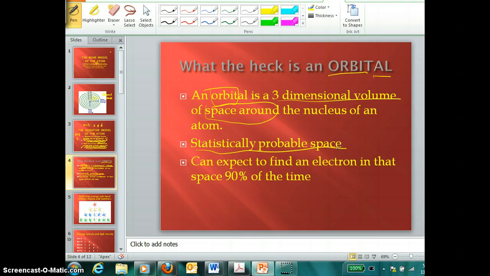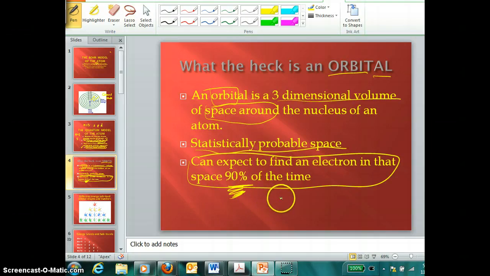In other words, we visualize them as existing even if the atom is not built to our own liking. And these statistically probable spaces are where you could expect to find an electron 90% of the time if it quote-unquote lives in that orbital or is designated for that orbital. We're really talking about a space where you could expect to find it 90% of the time.